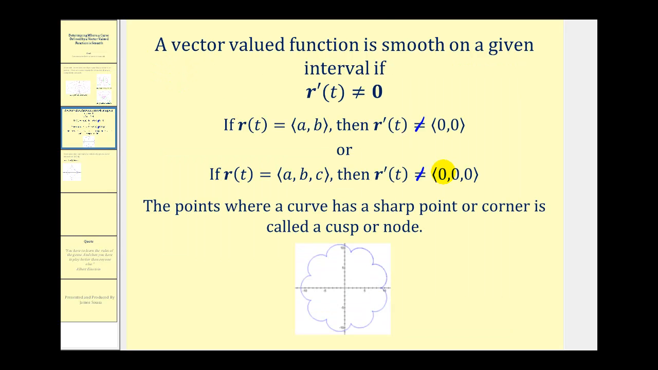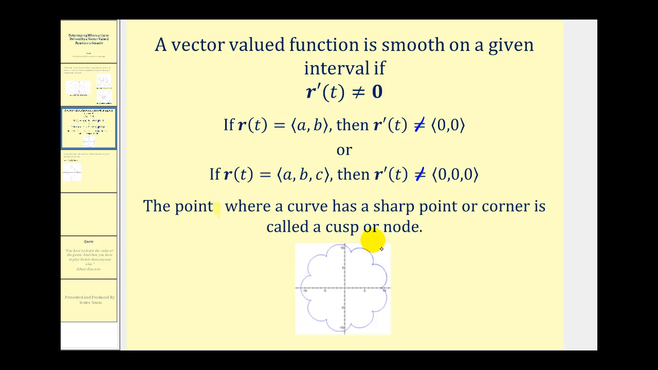So a vector valued function is going to produce a smooth curve on a given interval if the derivative of the vector valued function is not equal to the zero vector. So if we have a vector valued function r of t that has an x and y component or an x, y, and z component, then if the derivative at that given value of t does not equal 0 for each component, then that curve will be smooth.